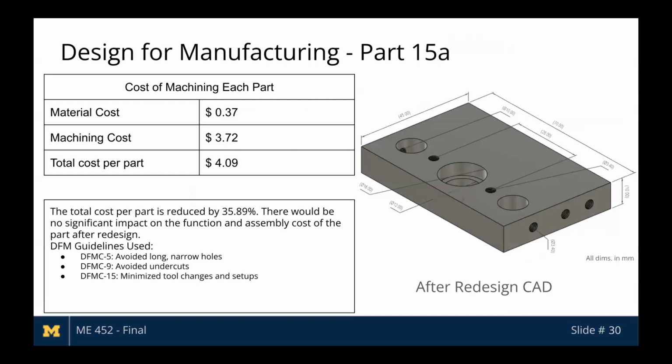We then redesigned our part for manufacturing, resulting in a total cost of $4.09 using the analytical method. We were able to reduce the cost per part by roughly 36% without any significant impact on the function and assembly costs after the redesign. We primarily used DFMC5, DFMC9, and DFMC15 to inform our design decisions.